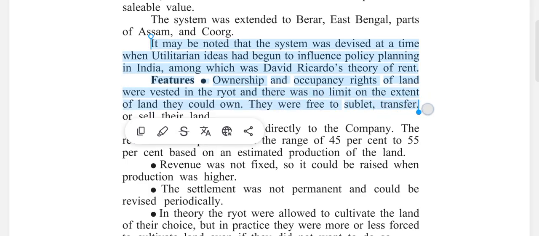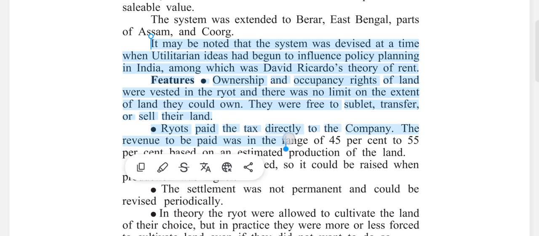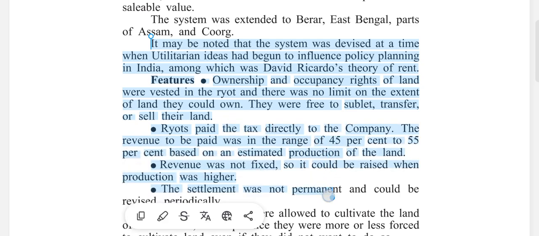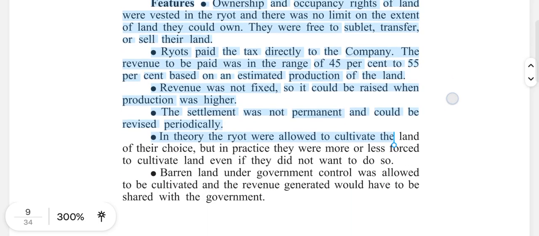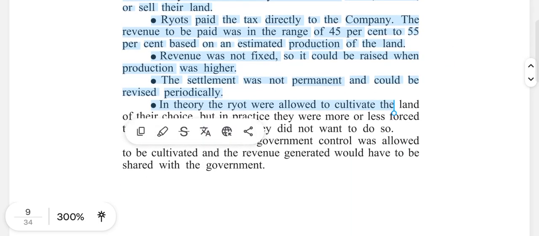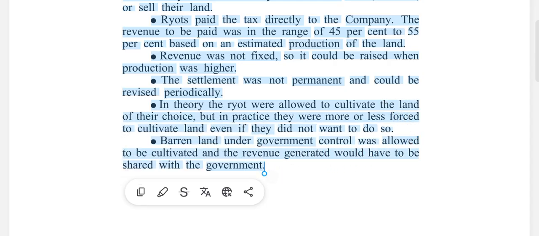Features. Ownership and occupancy rights of land were vested in the ryot, and there was no limit on the extent of land they could own. They were free to sublet, transfer, or sell their land. Ryots paid the tax directly to the company. The revenue to be paid was in the range of 45% to 55% based on an estimated production of the land. Revenue was not fixed, so it could be raised when production was higher. The settlement was not permanent and could be revised periodically.